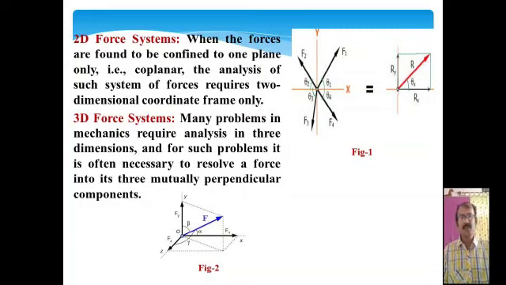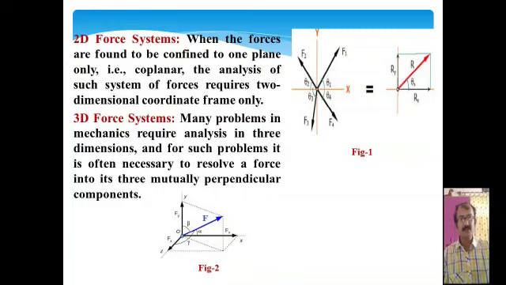Now what is a three-dimensional force system? Many problems in mechanics require analysis in three dimensions, and for such problems it is often necessary to resolve a force into its three mutually perpendicular components. In figure 2, F is the force. There are three mutually perpendicular directions: the X direction, Y direction and Z direction. This force F makes an angle alpha with the X direction, beta with the Y direction, and gamma with the Z direction.